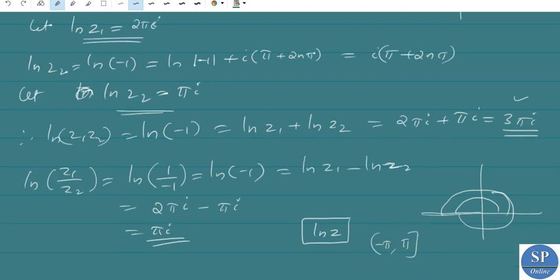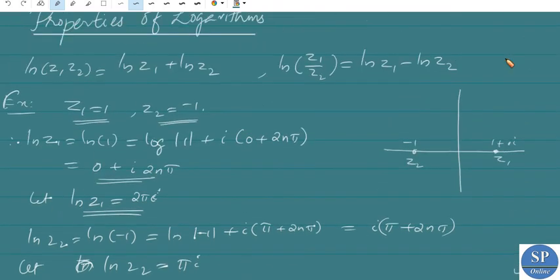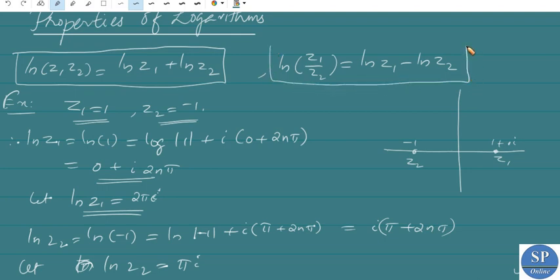Okay, so we have the two properties: ln of z1 z2 is equal to ln of z1 plus ln of z2, and ln of z1 by z2 is equal to ln of z1 minus ln of z2. The same properties we had in the argument case: argument of z1 z2 is equal to argument of z1 plus argument of z2, and argument of z1 by z2 is equal to argument of z1 minus argument of z2. We proved that.